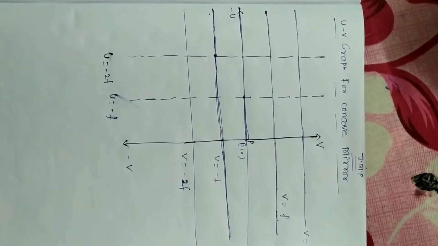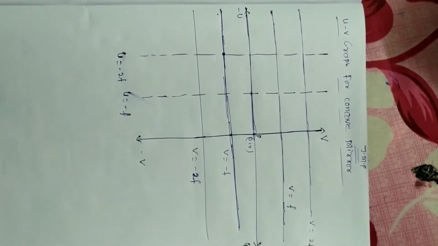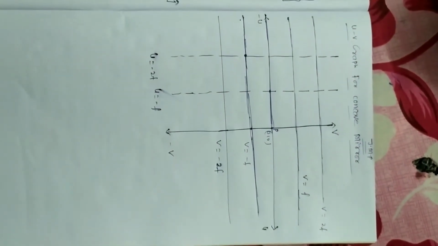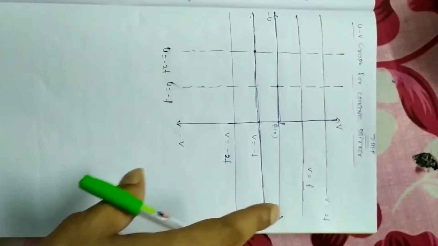Hello everyone. Now we are going to start the UV graph for concave mirror, right? This is not a very important point from an exam point of view, but sometimes they will ask a question. So I have already prepared my table here.